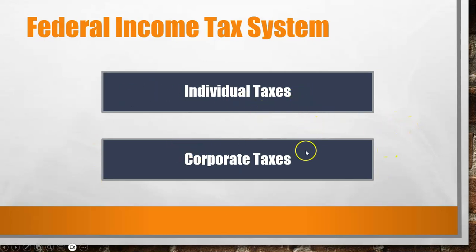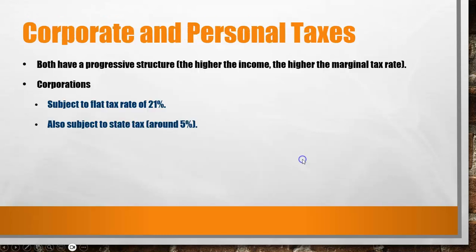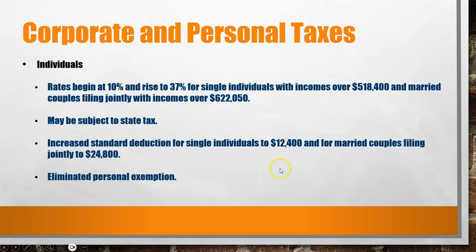Real quickly, we're going to talk about individual taxes and corporate taxes. Corporate and personal taxes are both set up as progressive. The more money you make, the more you pay. Don't take this stuff as gospel. Tax law changes every year. For individuals, it goes as high as 37 to 42% now. Nebraska does have state tax.